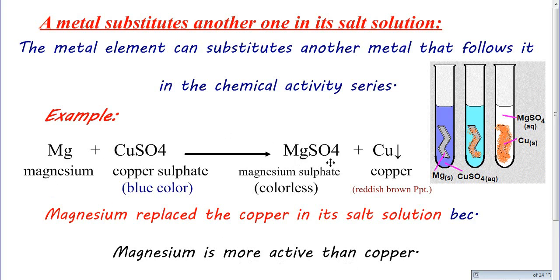So it will give magnesium sulfate, which has no color, and the precipitation of copper, which has a reddish brown color.